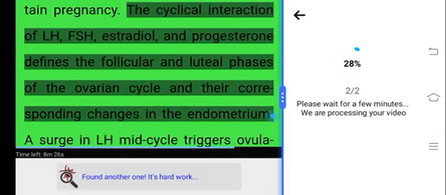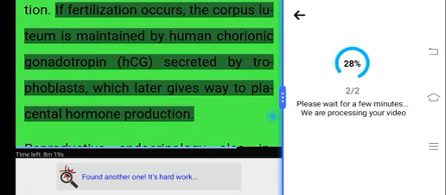The cyclical interaction of LH, FSH, estradiol, and progesterone defines the follicular and luteal phases of the ovarian cycle and their corresponding changes in the endometrium. A surge in LH mid-cycle triggers ovulation. If fertilization occurs, the corpus luteum is maintained by human chorionic gonadotropin (HCG) secreted by trophoblasts, which later gives way to placental hormone production.